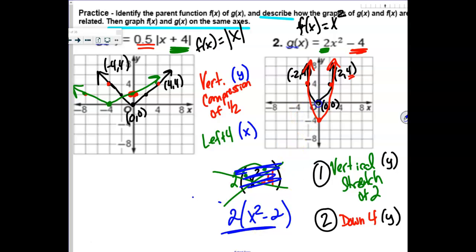So some kids look at this and go, oh, well, it was vertically stretched by 2 and then shifted down 4. And some kids might think it's shifted down 4 and vertically stretched, but we'd find out that that's not actually what happened. So as your teacher, I'm going to tell you that leaving it undistributed is not usually in anyone's benefit. Kids kind of stumble upon that version of it, but very few kids can see that in a graph.